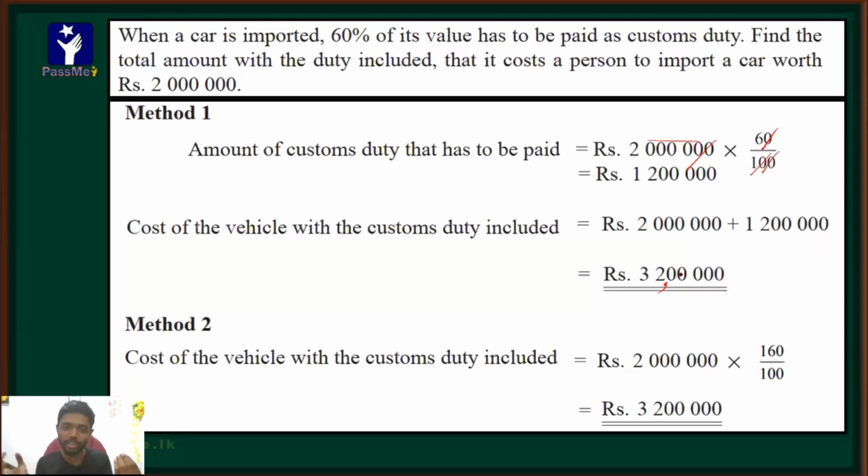The person who imported this car has to pay 22 million as the actual value for China. This is for China and this is for the Sri Lankan government.